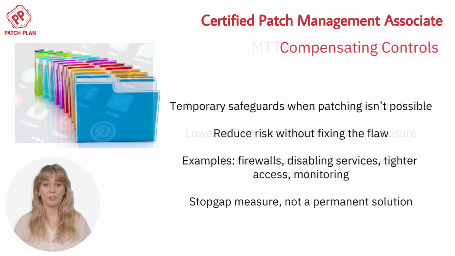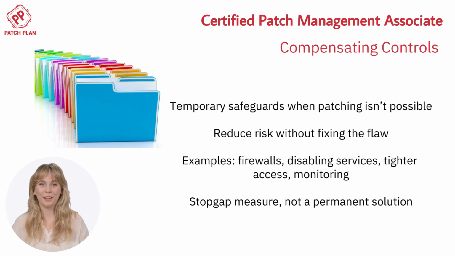Compensating controls are alternative security measures put in place when a vulnerability cannot be patched immediately. Instead of eliminating the flaw, these controls reduce the risk until a patch can be applied. Examples include blocking vulnerable traffic at a firewall, disabling an affected service, increasing monitoring, or restricting access to the vulnerable system. While compensating controls can buy time, they are not substitutes for patching.